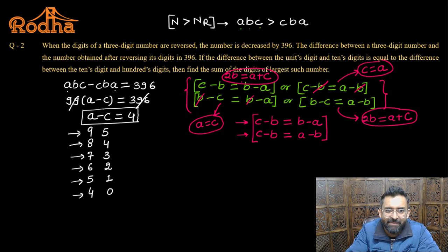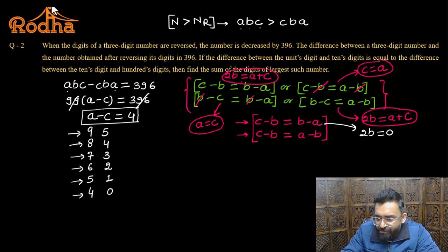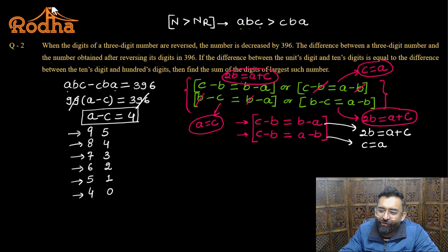So what essentially I'm getting, with this particular situation, it's going to be 2b is equal to a plus c. And with this particular situation, it's going to be c is equal to a. Now, if you look at the number which I'm getting here, a minus c is 0. Obviously, this case is completely out of the question. Why? Because c cannot be equal to a. This is practically not possible because c is less than a by 4. So the only case I'm left with is 2b is equal to a plus c.